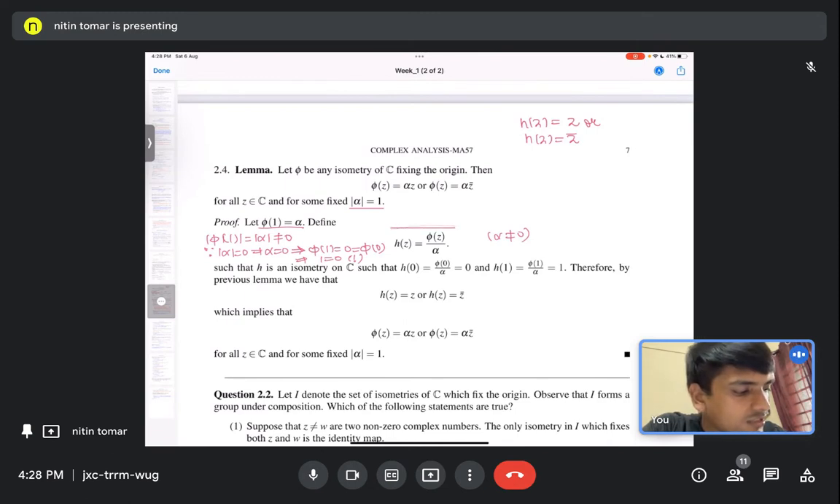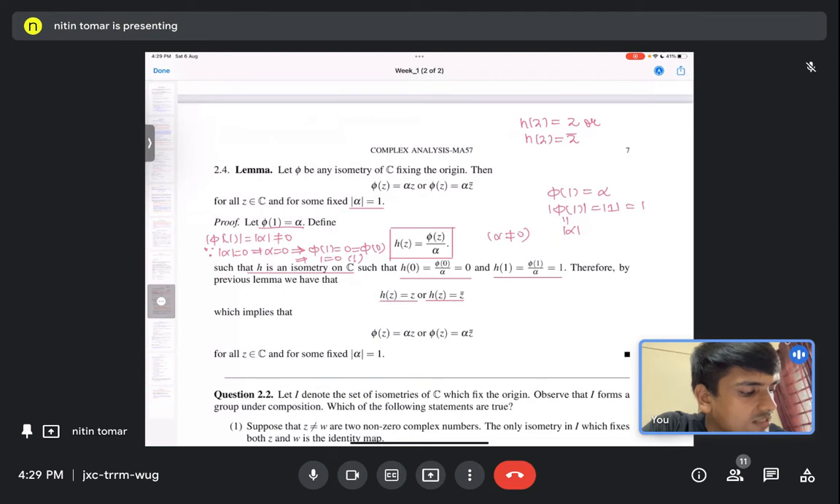Hence we can divide phi by alpha. So consider this new function h z, which is phi z by alpha. So again, this is an isometry which fixes 0 as well as 1. So h z has to be either z or z bar. And why is it an isometry? See, because phi of 1 we have chosen to be alpha, so mod of phi of 1 has to be mod 1, which is 1, so mod of alpha has to be 1.